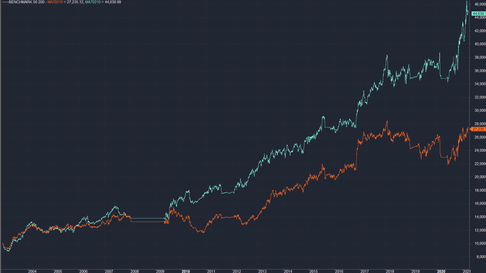Now, let's look at the equity curve of this particular moving average variant to see how it performs when compared to the traditional 50 and 200-day moving average crossover system. The 70 and 210-day moving average crossover variant is plotted in turquoise color, and we can observe that it's performing better than the benchmark, which is that traditional 50 and 200-day variant.